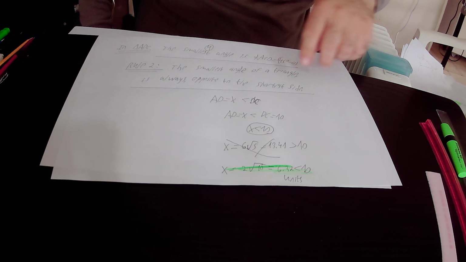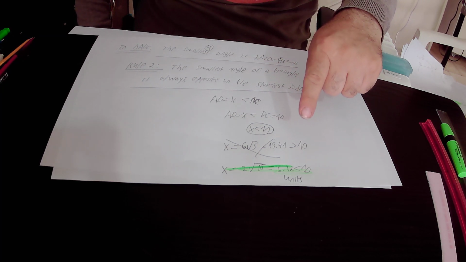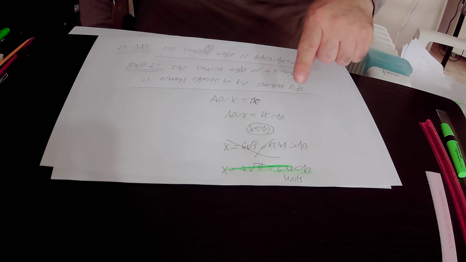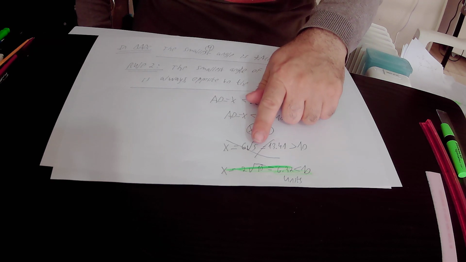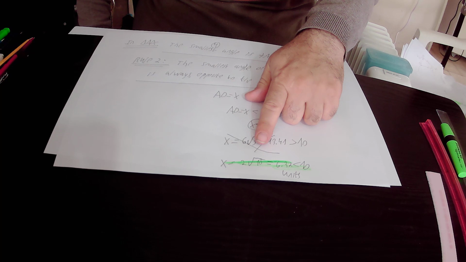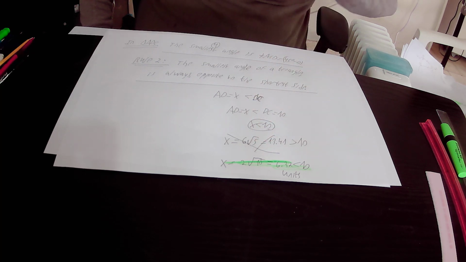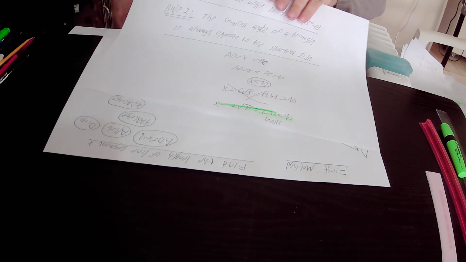So the answer to the question is that X equals 6.32 units, or you can also represent it as 2 times root of 10 units. That is the answer to the question. Then I presented to you how to find the value of line segment AD that is equal to X according to the second method.